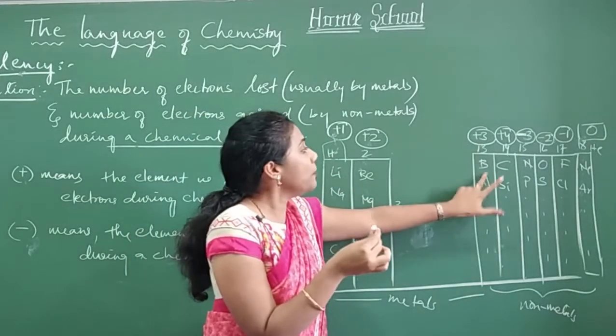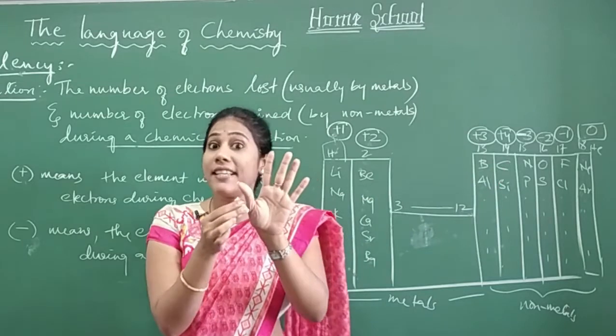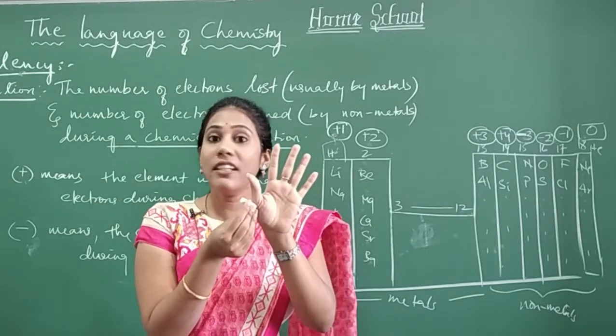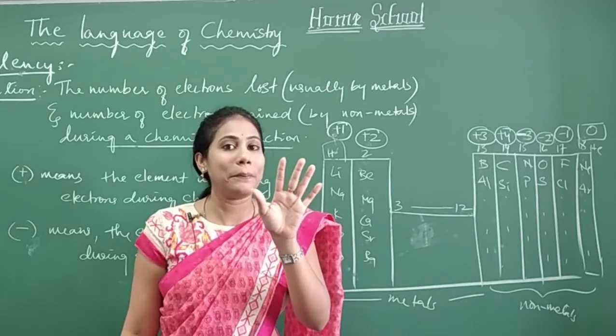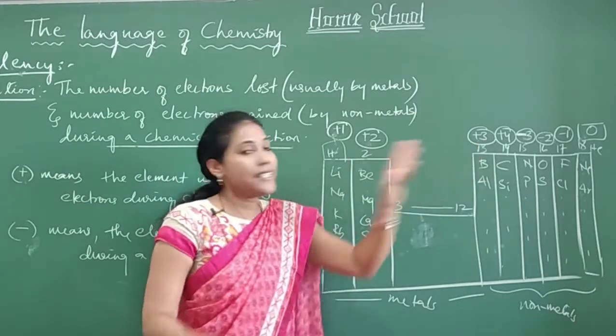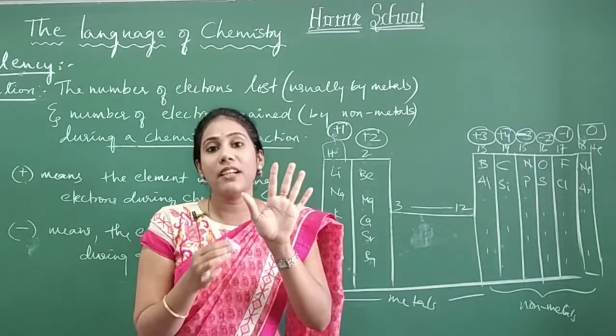You know, 13th group elements. Plus 3 means these guys have 3 extra fingers. How inconvenient it is. So if you remove the 3 fingers, they will become happier. Plus 4 in the sense having 4 extra fingers.